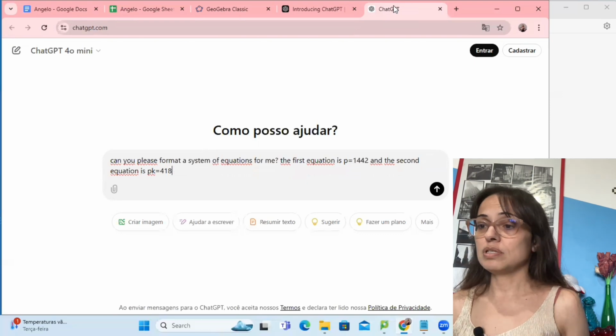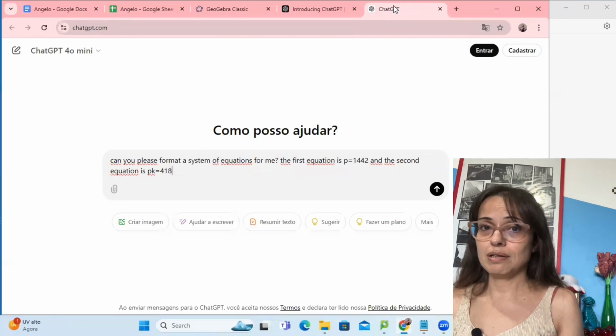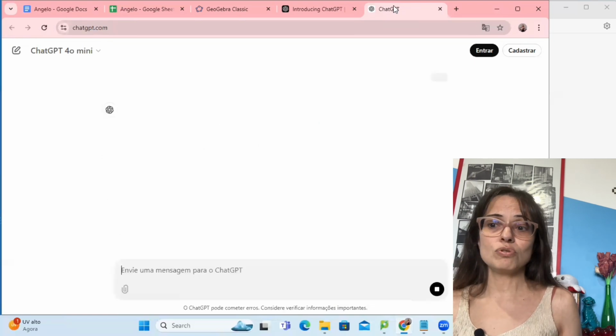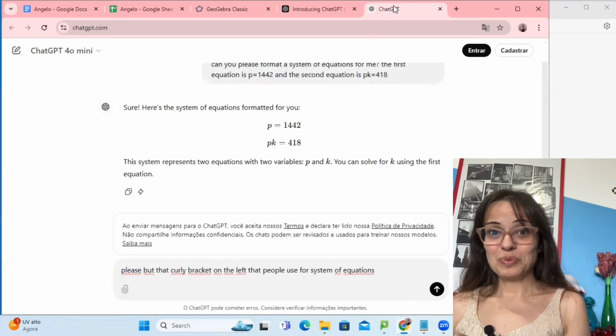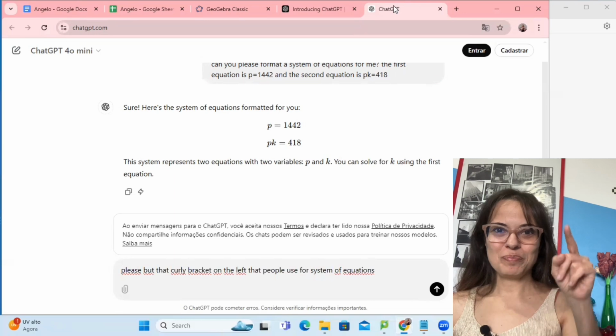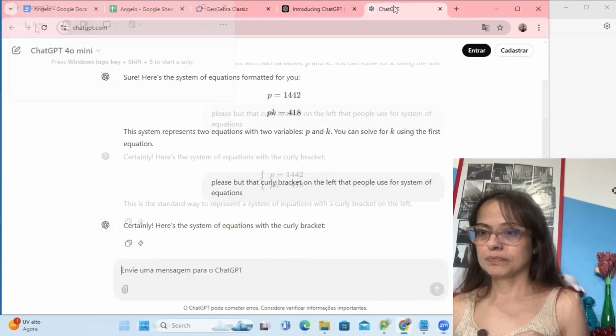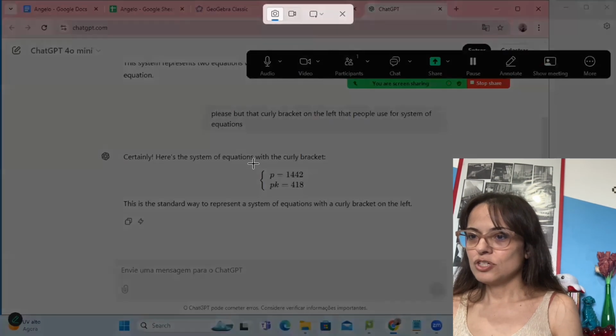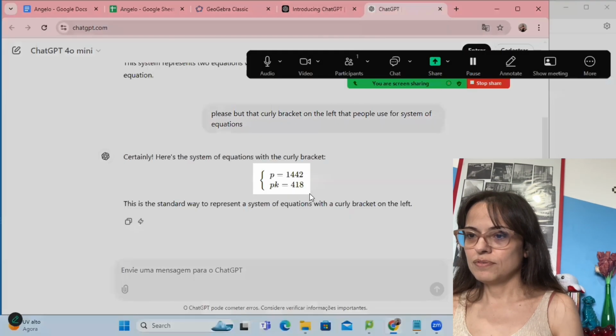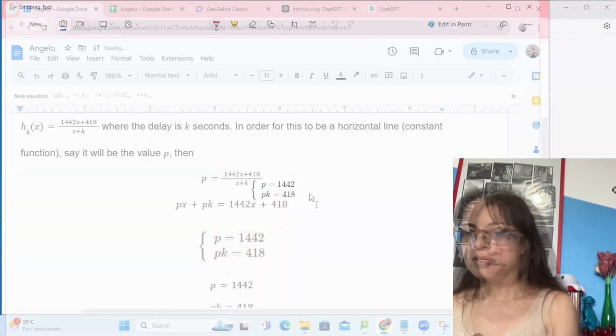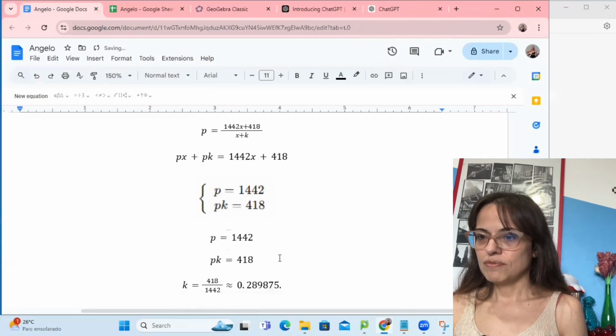The first one is p is this number. The second one is pk equals that number. I think she's able to do that. So that's not really what I wanted, ChatGPT. She didn't put the bracket. I'm asking her specifically for the bracket now. Let's see if she does it. That is now an image that I am going to cut from my screen and paste into my file.